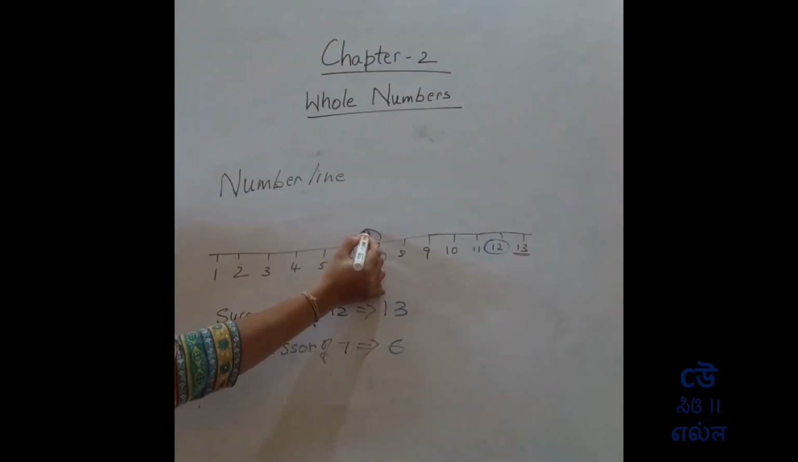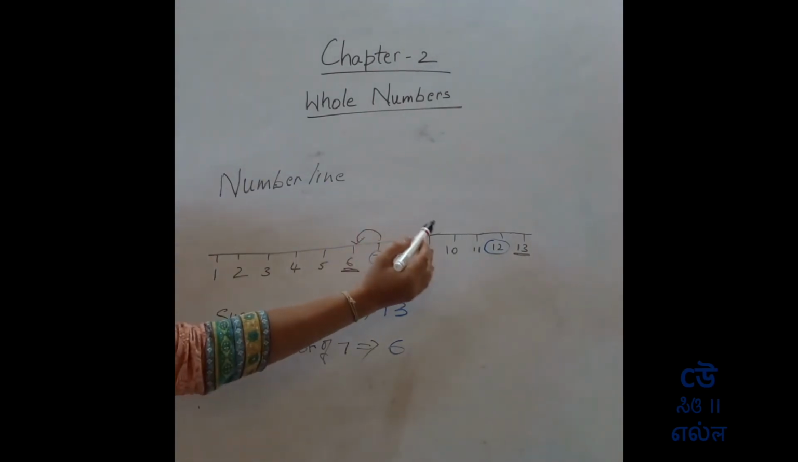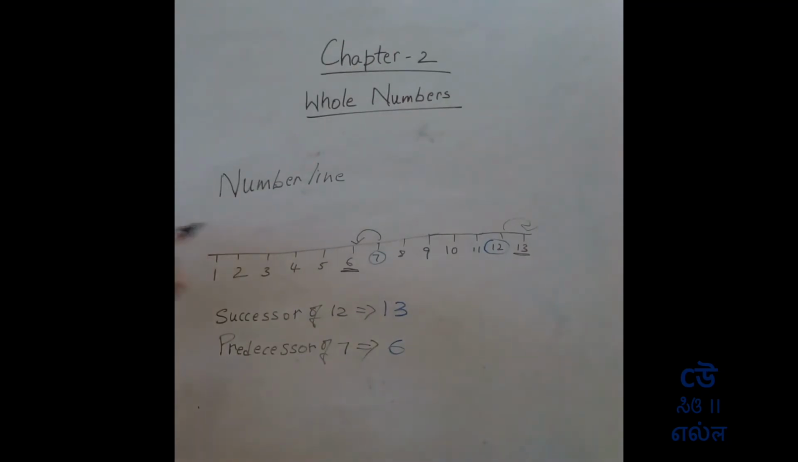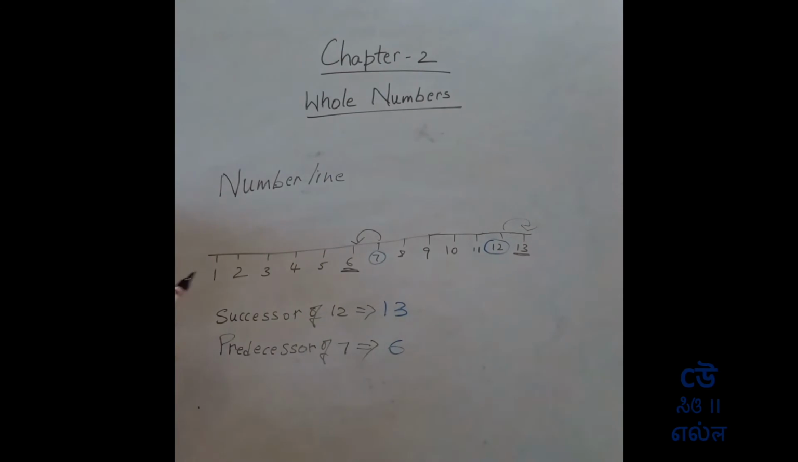So it goes like this. Predecessor means it goes in reverse. Successor means it goes forward like this, okay? Successor of 12 is 13. Predecessor of 7 is 6, okay? So let us try addition, subtraction, multiplication and division on the number line, okay?